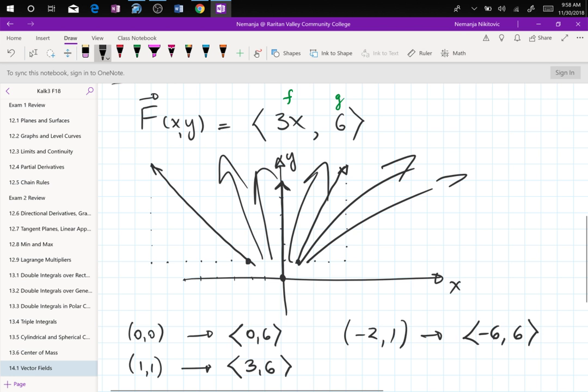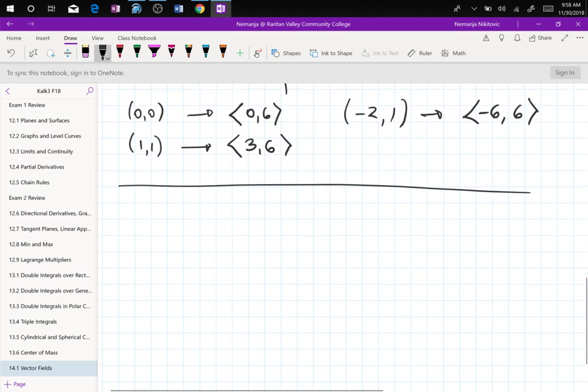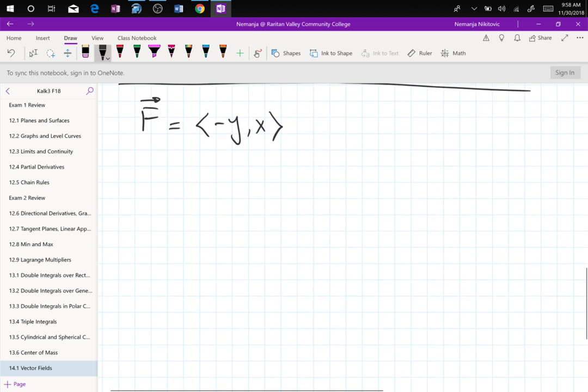So let's see what are the standard ones that we want. We want to take a look at the nice one. Well, first, do this. Negative y, x. So we have a vector field, and don't forget the arrow above F. The vector field is given as negative y, x. So now I want to graph that on the xy plane. I start with checking point 0, 0.